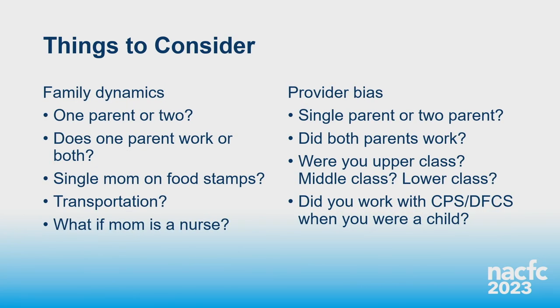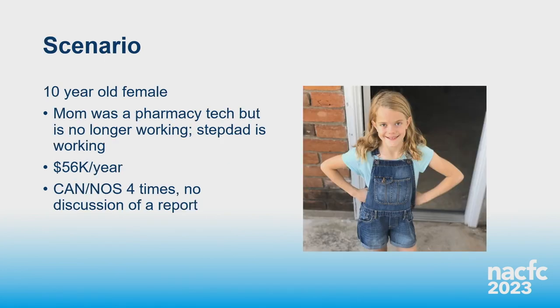Additional things to consider, I kind of touched on this briefly, are the dynamics in the household, and whether it's a single parent or a two parent home. I was going to go through different scenarios, but basically I have a 10-year-old patient, again, not my patient, stock Google photo. Mom used to be a pharmacy tech. Then she stopped working because she was having health issues. They failed and canceled 4 appointments in a row. There was absolutely no discussion of making a report. Part of that is because mom was in contact with the team. We were able to get in touch with her. She was consistent. We knew she was having health issues, but not a single person on the team questioned the fact that she failed or canceled 4 times.